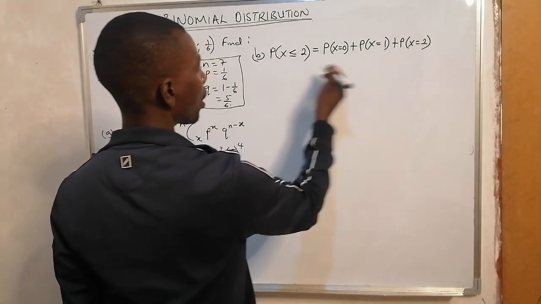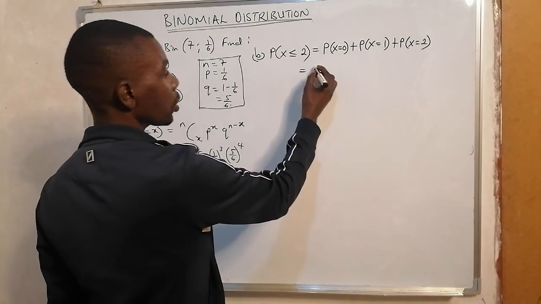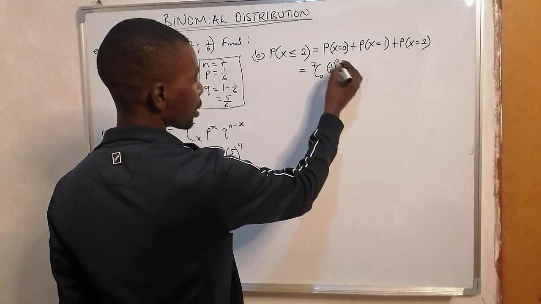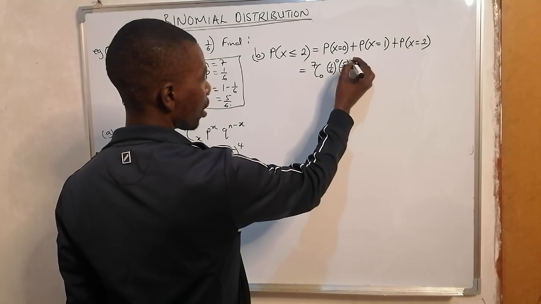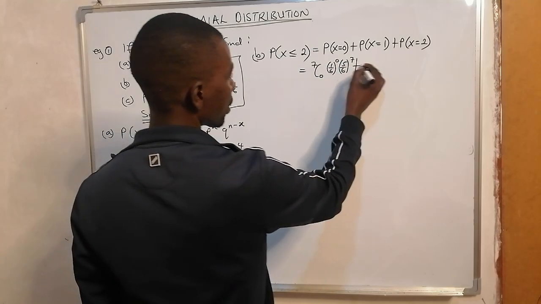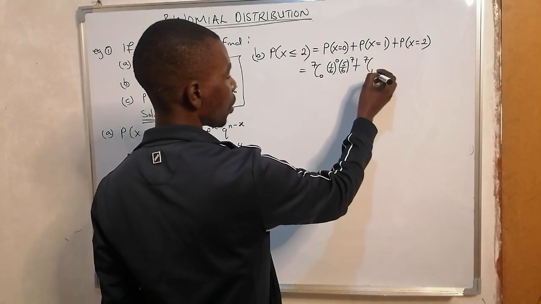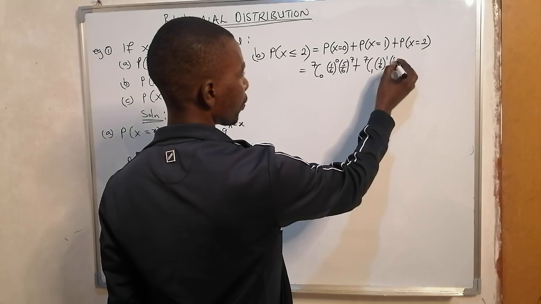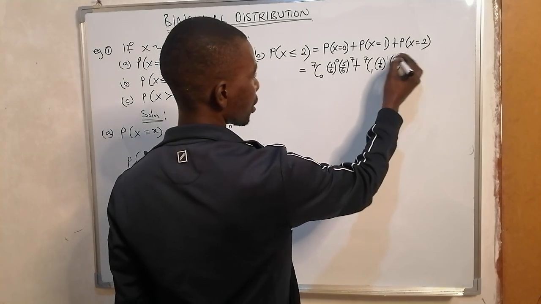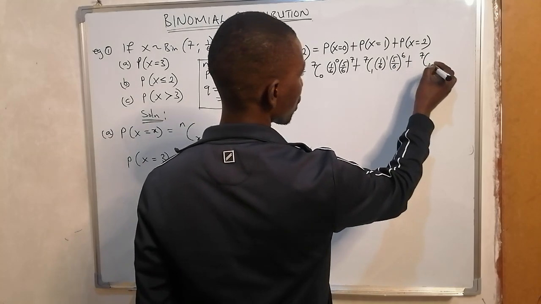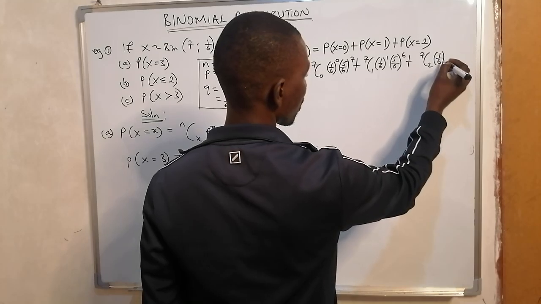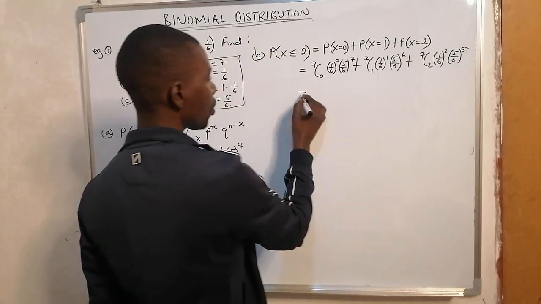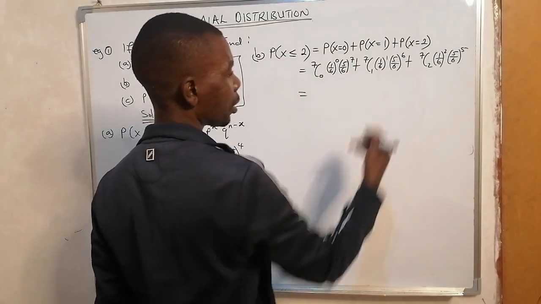substituting these in our formula, for P of X equals 0, we use N choose 0, which is 7 choose 0 times 1 over 6 to the power 0 times 5 over 6 to the power 7 minus 0, that's 7, plus P of X equals 1, we use 7 choose 1 times 1 over 6 to the power 1, 5 over 6 to the power 7 minus 1, that's 6, plus 7 choose 2 times 1 over 6 to the power 2, 5 over 6 to the power 7 minus 2, that's 5. Now you can put these in our calculator, then you add the results.